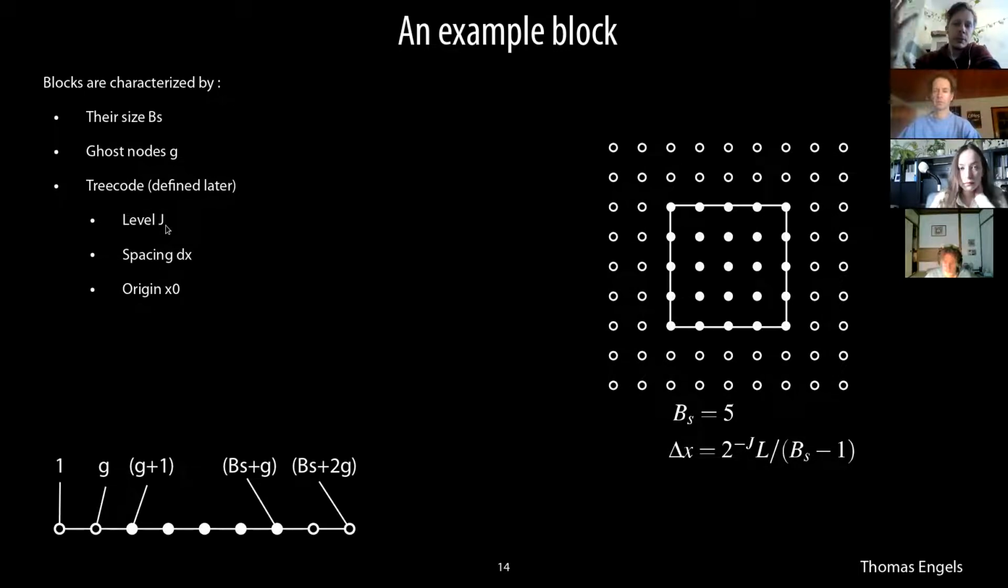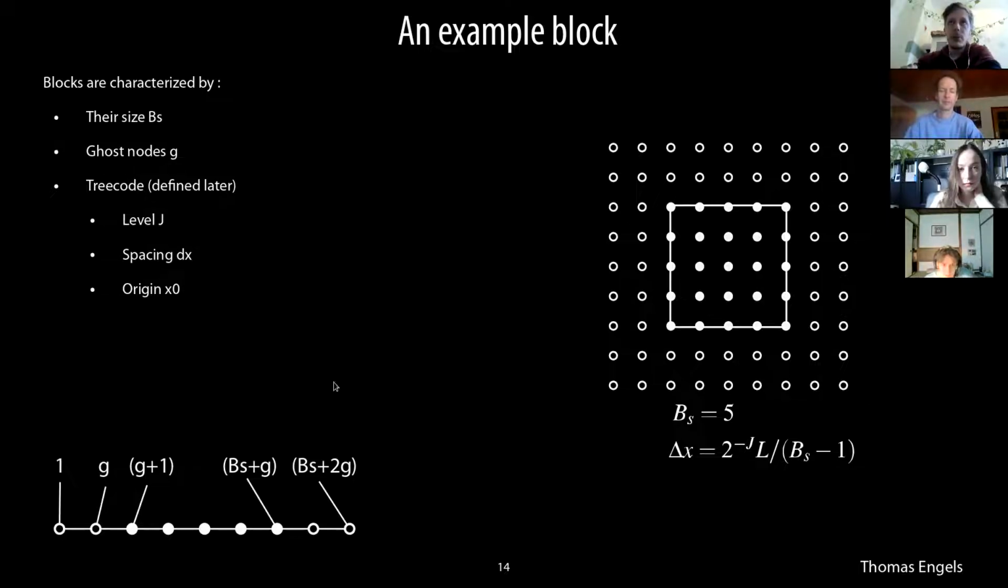So the zeroth level is just where we start. The first level is refined once, the second level is refined twice, and so on. And from this level, we can then compute the spacing. So the physical distance between 2 points, because in the memory they are simply always 2 points, but in physical space this means they are coming closer together. And of course these blocks have an origin. So this lower left point here is called the origin x0, and this is of course important if you distribute the blocks in space.